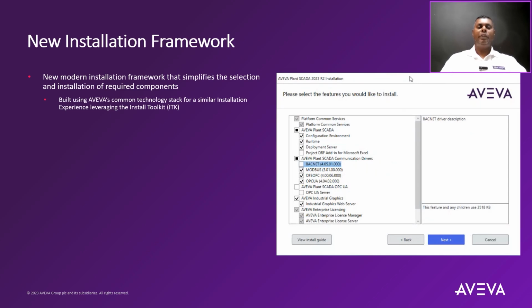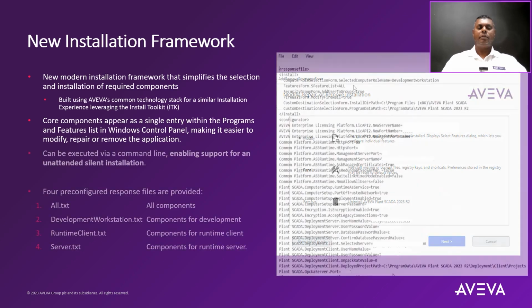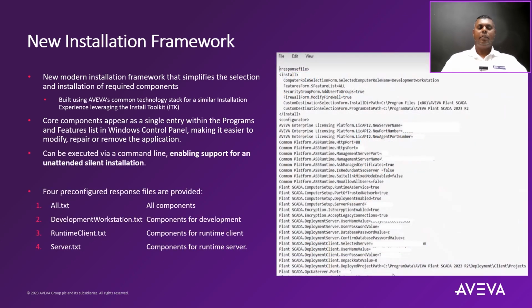Also, a brand new feature for the product is the fact that the install can be executed via command line, enabling support for unattended silent installation. There are 4 pre-configured response files provided out of the box, which will help you to install all the components. These components are: all components, a development workstation component, a runtime-only component, as well as components for a runtime-only server.